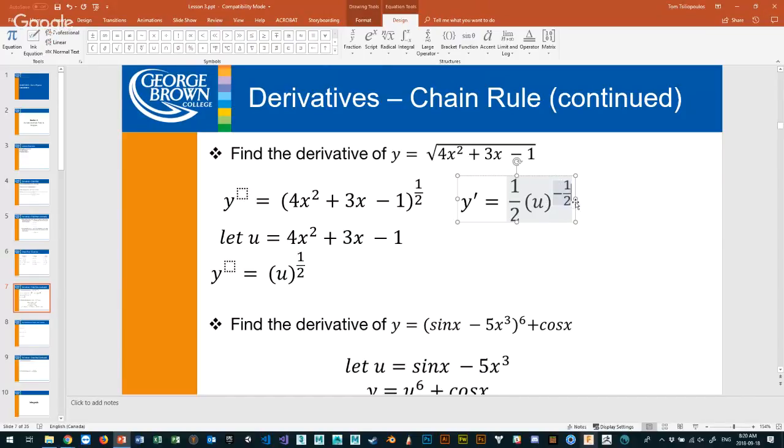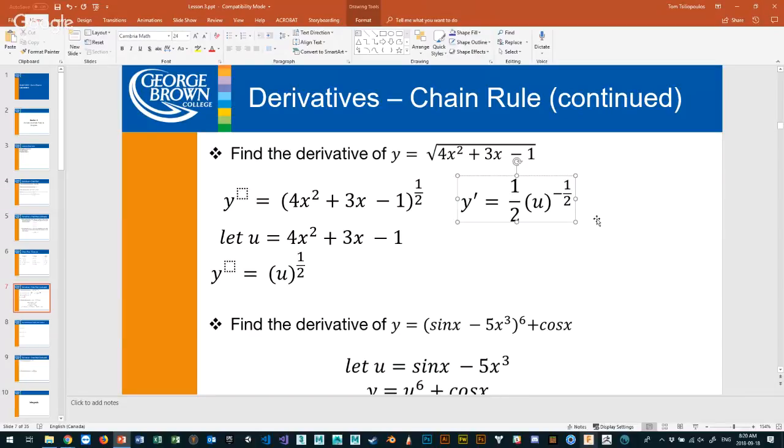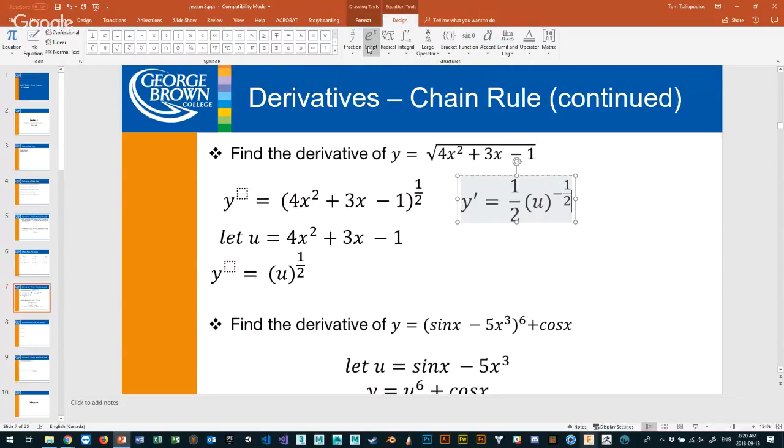Now I got to do the next part, which is multiplied by u prime. So again, I would multiply by u prime. Sure, we'll use the weird notation u prime. U prime, there we go. So that's what the answer is.